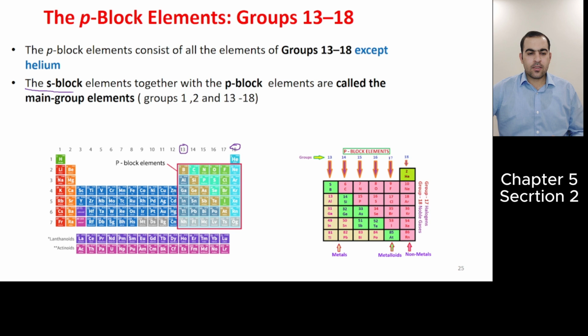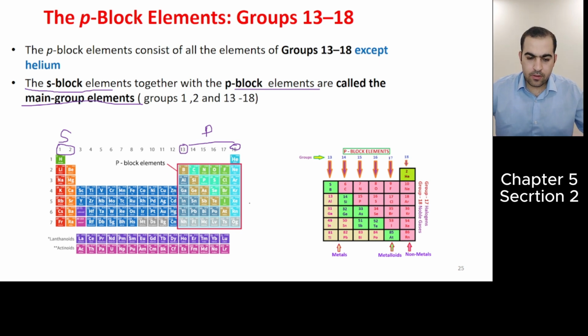We have something else. S block elements together with p block elements are called main group elements. The elements of group 1, group 2, 13 to 18, or we can say p block with S block elements, they are called main group elements. So D block elements, we don't call them main group elements. Guys, look, in P block we have non-metals, we have metalloids, we have metals too.